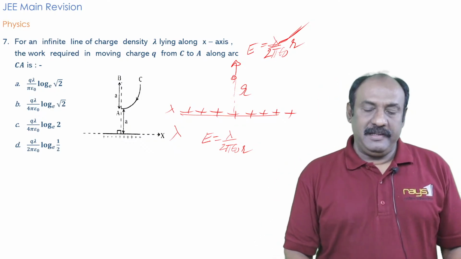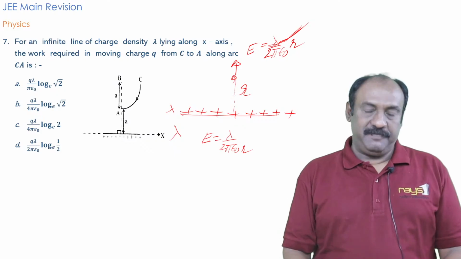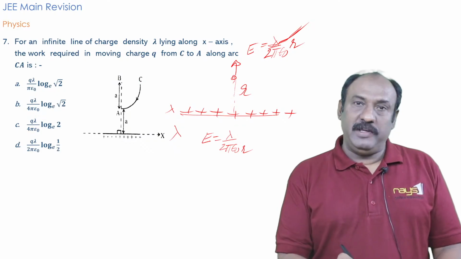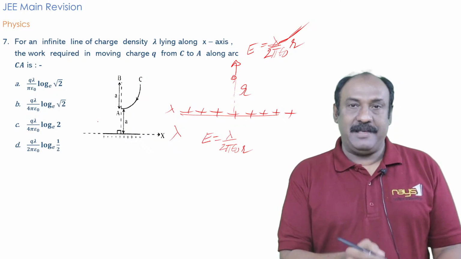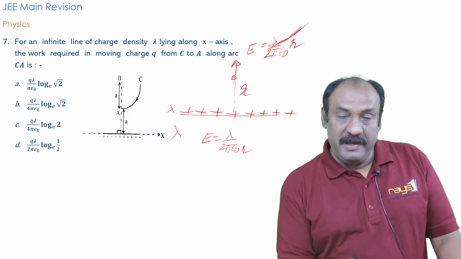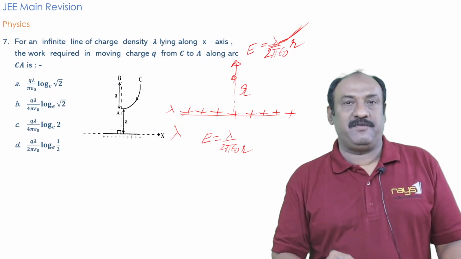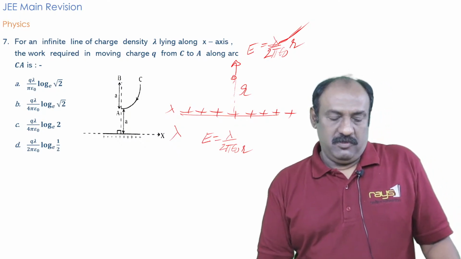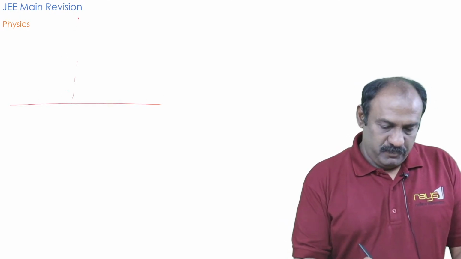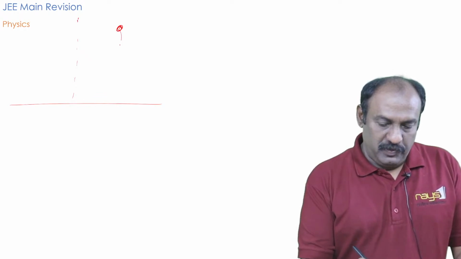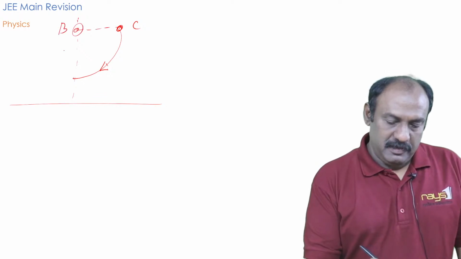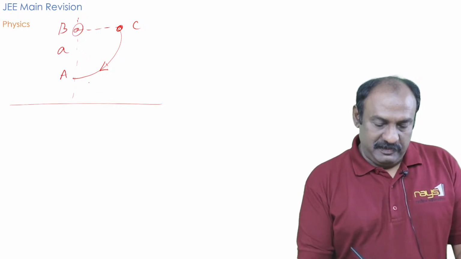Now, what is our question? In the electric field of this line of charge, one charge q is taken from C to A along the path along arc length CA. Here C is parallel to the position of B on the perpendicular line imagined to this line of charge. So, when the charge is moved from C to A, this is position B, this distance is a, and this distance is also given as a.